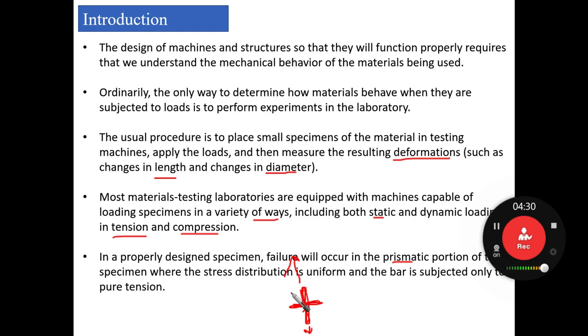We are not expecting the failure to be toward the end, here or here, for example. No, this is not expected. This is going to be a rejected test, but we are expecting the failure of the specimen to be in this prismatic part or portion.